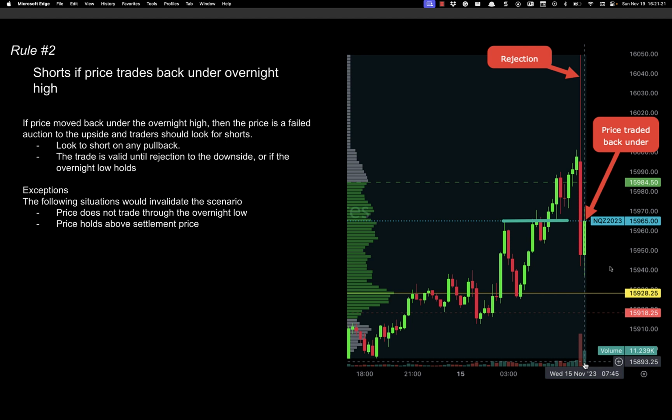One thing to keep in mind is if price never traded down below this low area, then we may be in an inside day instead, and don't just hold on to the downside.